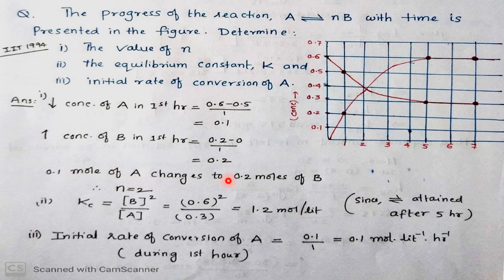0.1 mole of A changes to 0.2 moles of B, which means the B value we are getting is double. You can check here also, double. So finally n equal to 2, because if 0.1 gives you 0.2, then if it is 1, n will be 2. So n equal to 2 is clear.